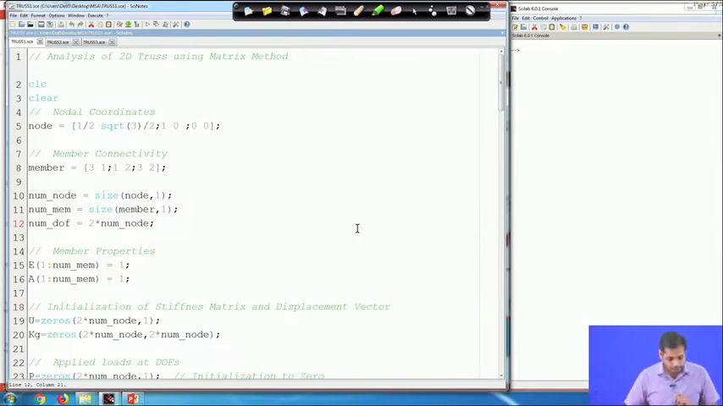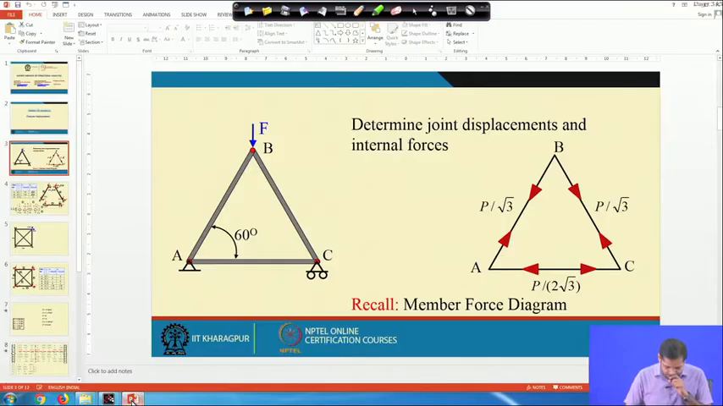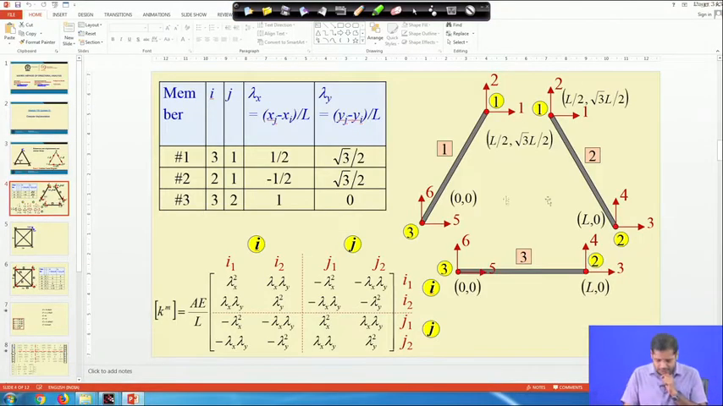Now consider this. If you recall, this is an important step, called discretization, right? Now we have 3 members here, member number 1, 2 and 3, and this is how the member numbers are written, and the corresponding degrees of freedom are identified.